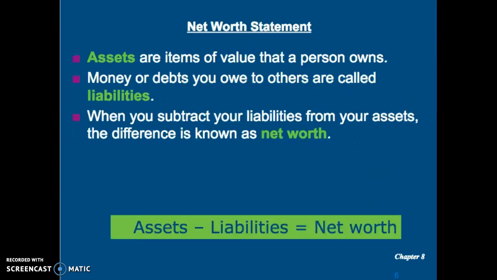Moving on to something called a net worth statement. This is how you can tell someone's worth. And the 2 main words you want to get to know here, because you'll hear them in other chapters, are the words assets and liabilities.